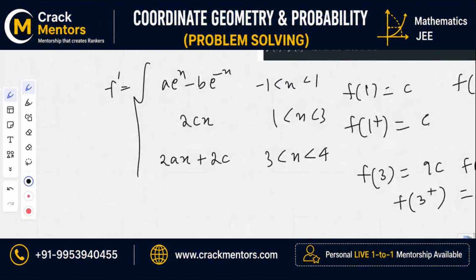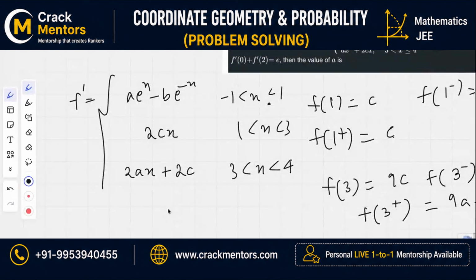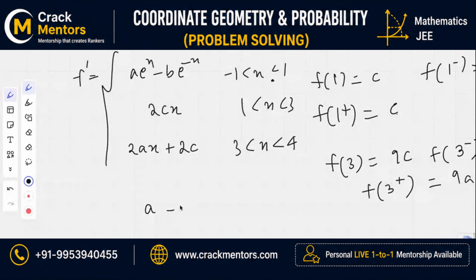Okay. What is f dash 0? So 0 is lying in this interval, right? So you would put 0 here. So you're having a minus b. Is that correct or wrong? F dash 0 is how much? It's a minus b only, right? Okay. How much is f dash 2? It's 2cx, so 4c.